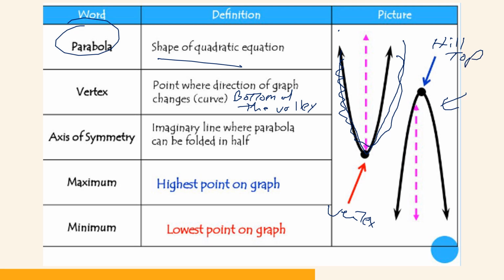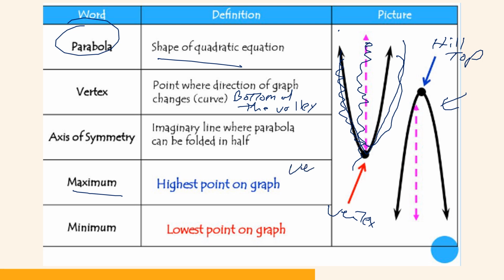Your axis of symmetry, it's an imaginary line. I mean, sometimes you draw it, but we don't. It's your x value, and when you fold that parabola across your axis of symmetry, it lays on itself. So basically you can fold your parabola in half through the vertex. And finally your maximum, that's your highest point, and your minimum is your lowest point.